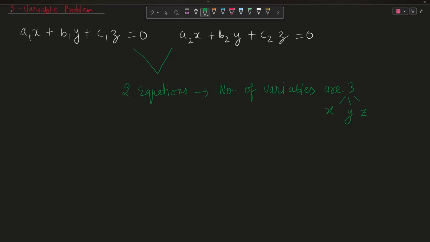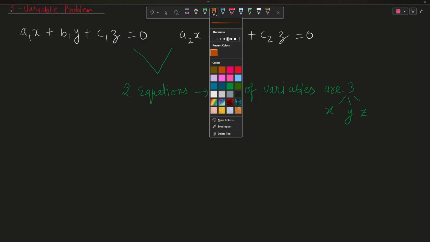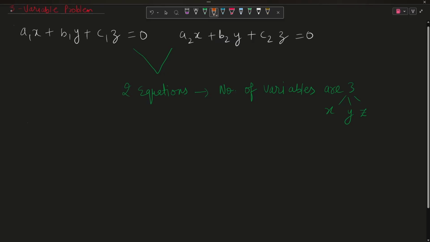So will it be feasible for us to calculate the values of x, y, and z? The answer is no. We cannot calculate the values of x, y, and z easily, but we can calculate the ratio between x, y, and z. The ratio of x to y to z can be calculated with these two equations.